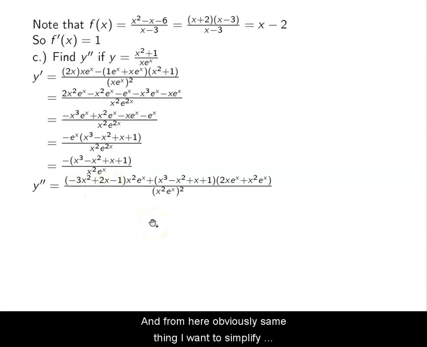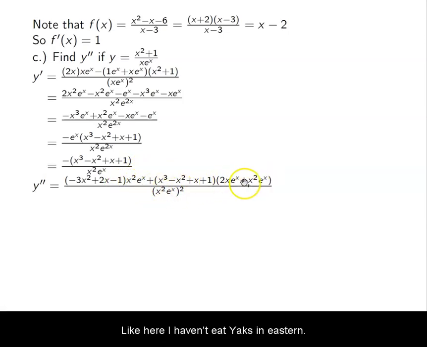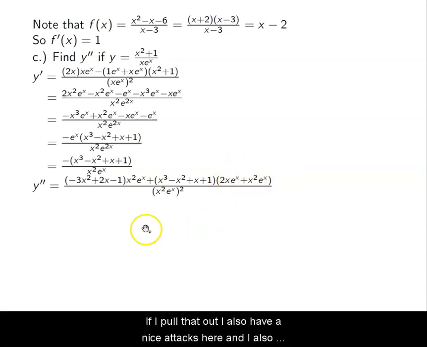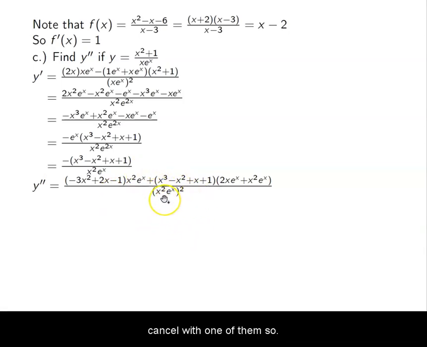Okay. And from here, obviously, same thing. I want to simplify as much as possible. I can do that by multiplying everything out and then combining like terms and simplifying like I did here. Or if I'm a little bit sharper than that, I can look for common terms to factor. Okay, like here, I have an e to the x in each term. If I pull that out, I also have an e to the x here, and I also have an e to the x here, which is e to the 2x. I can cancel with one of them.